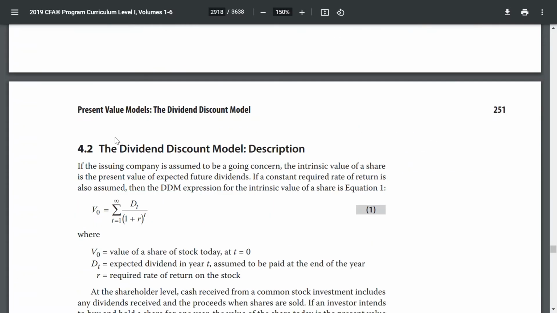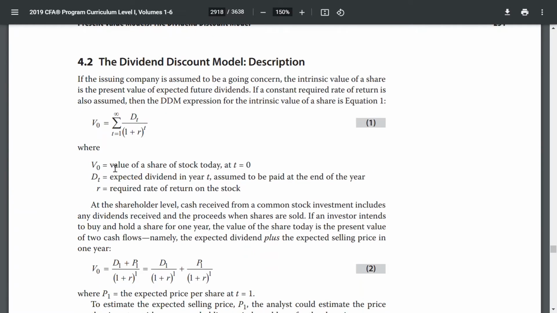The dividend discount model: if the issuing company is assumed to be a going concern, the intrinsic value of the shares is the present value of the expected future dividends. If a constant required rate of return is also assumed, the DDM expression for the intrinsic value of a share is equation 1.